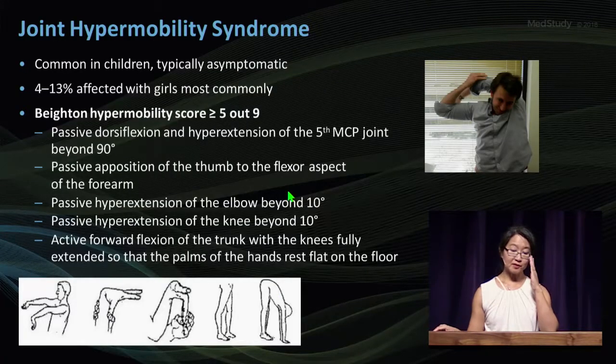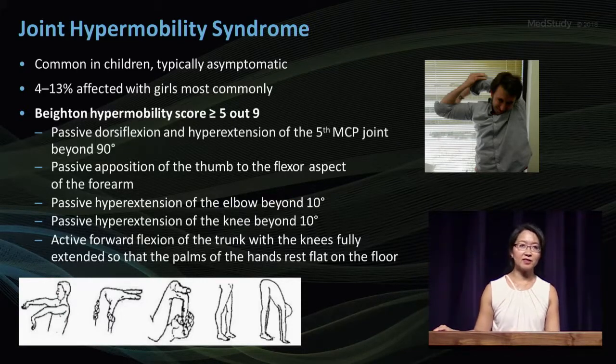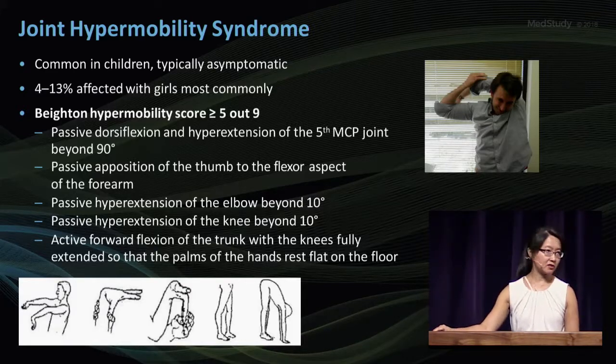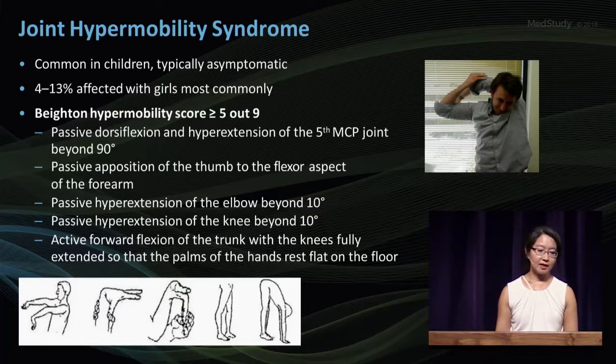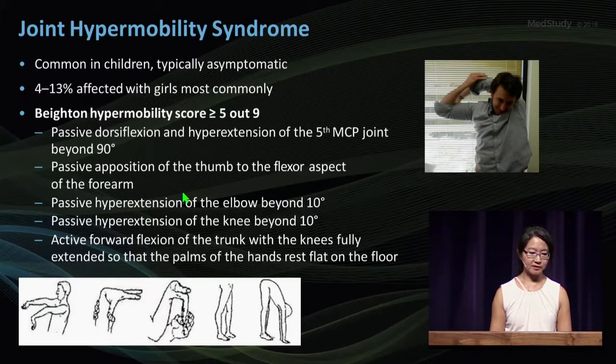Now, joint hypermobility is a favorite and fun thing for me because I have it. It's common in children. Typically, these patients are asymptomatic, and as they grow older, they tighten up. Girls are more commonly affected than boys. About 4 to 13% of children are affected by this. We measure joint hypermobility by a Beighton hypermobility score of 5 or more.